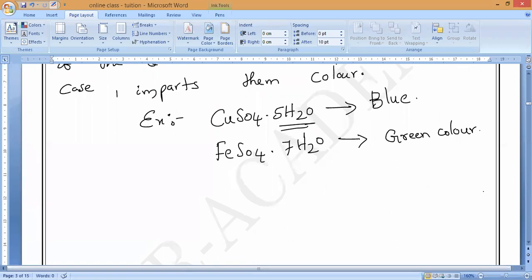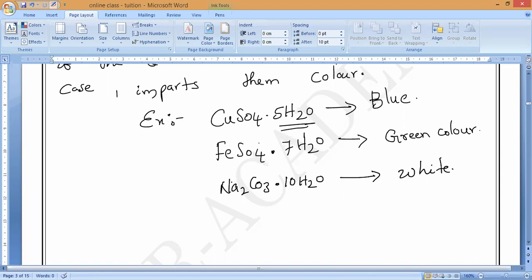Like that, if you take sodium carbonate, what is the formula of this hydrated salt? Na2CO3, not sodium sulfate, sodium carbonate. Na2CO3.10H2O, decahydrate. They are white in color. That is what you have to remember.